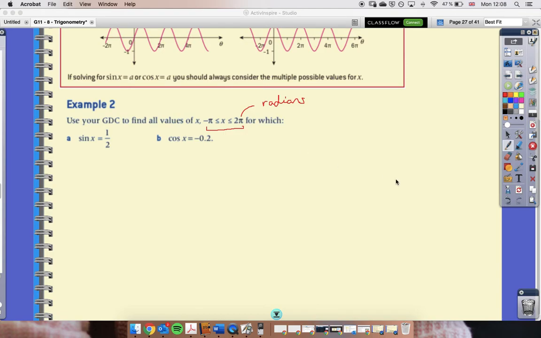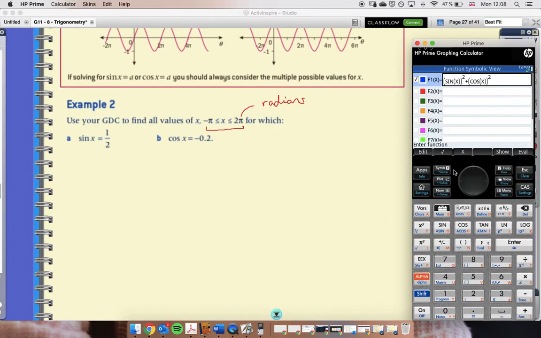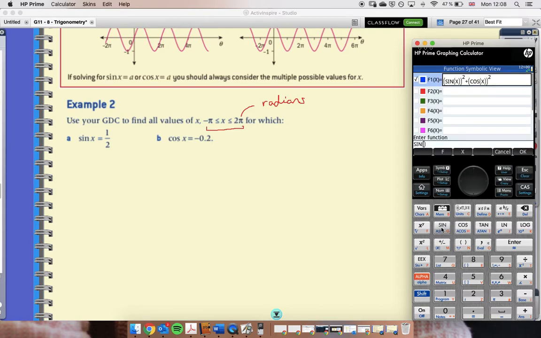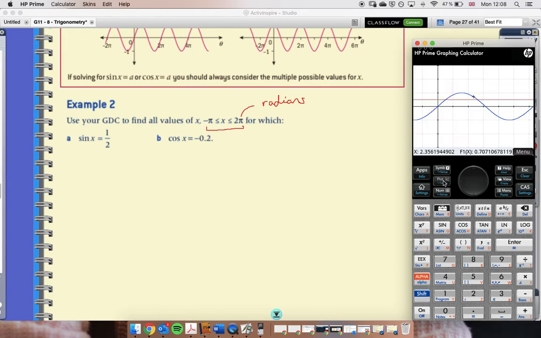So sine x, where's my calculator gone? Here we are. Let's get rid of this. We want sine x, and it's equal to a half. Okay, I need to be in radians, which I am not. Let's do that. Okay, looking at my calculator, I can see 2 points where they're intersecting, which is representing solutions to this equation.